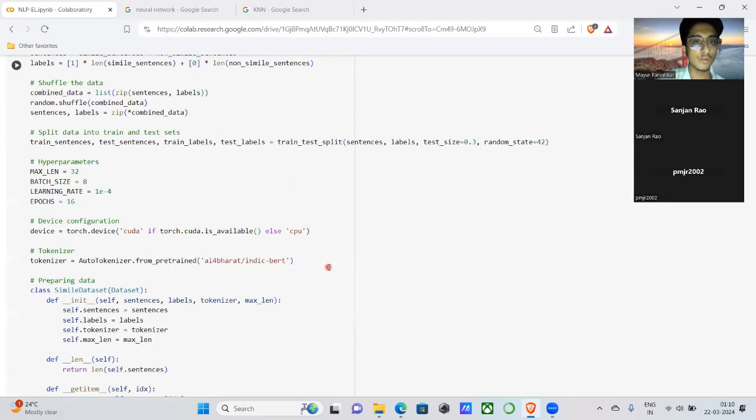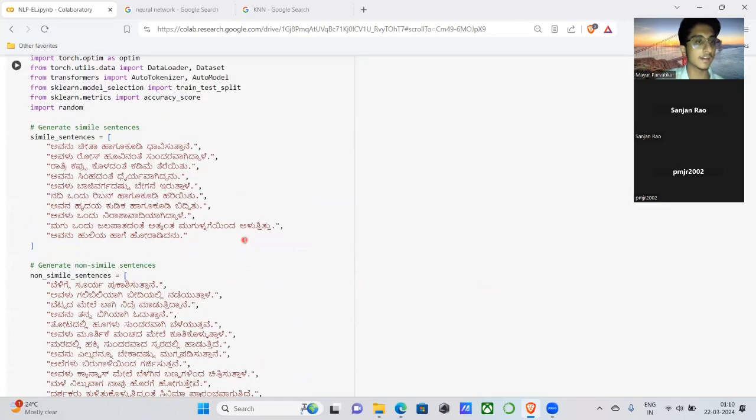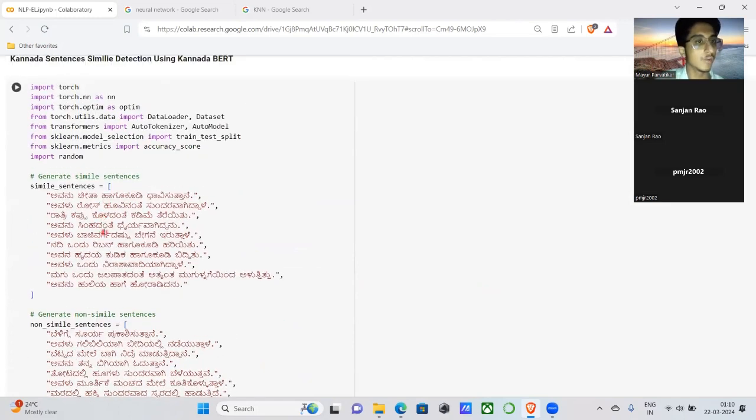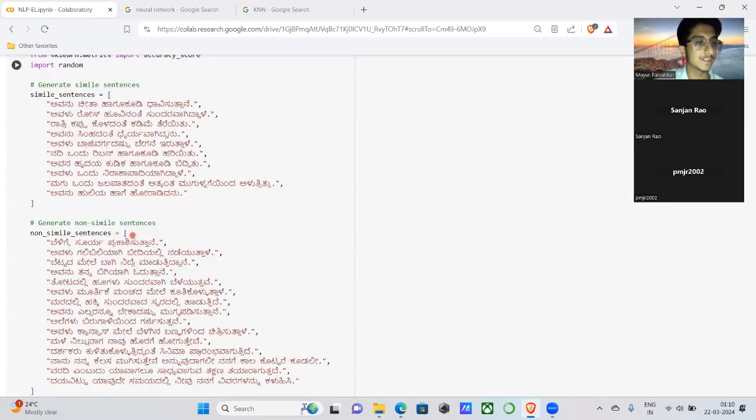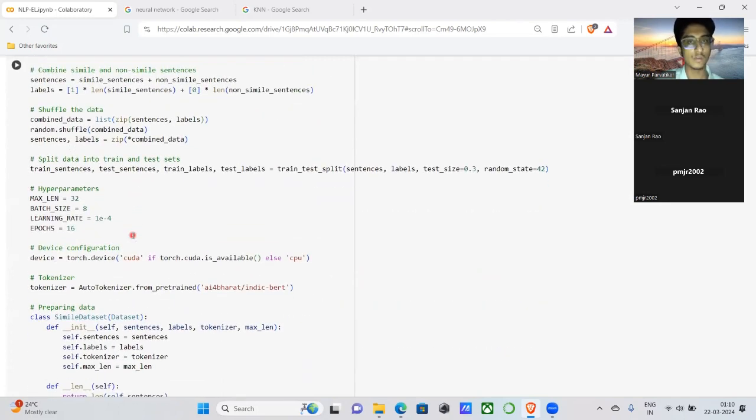So we have applied one more variation on this simile or non-simile classification, that is on Kannada sentences. For this, we have taken a data set of Kannada simile sentences and Kannada non-simile sentences, like ಅವನು ಚೀತೆಯದಂತೆ ಓಡುತ್ತಾನೆ. And for non-simile, we have taken ಬೆಳಗ್ಗೆ ಸೂರ್ಯ ಪ್ರಕಾಶಿಸುತ್ತಾನೆ. And for this, the only change that we did was that we have taken a pre-trained BERT model on Kannada words, so Kannada word embeddings. The one which I have taken is from AI for Bharat, and the model is called Indic BERT.